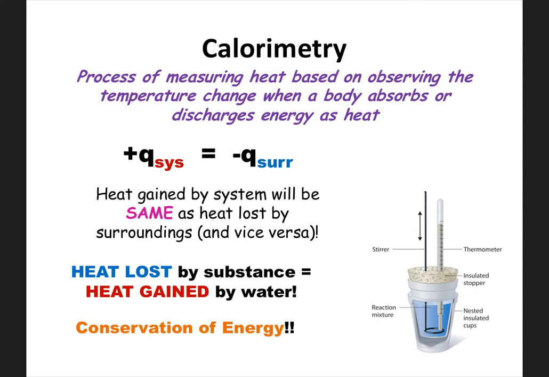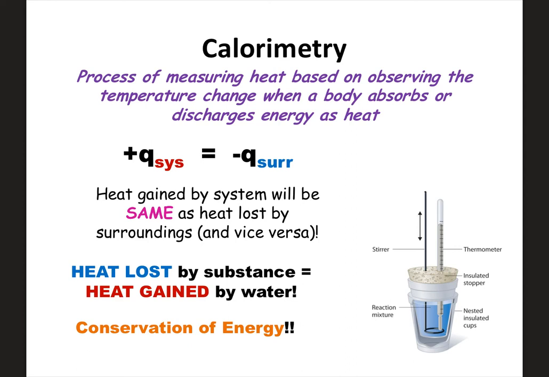Basically, any heat that's lost by a particular substance would be equal to the heat gained by your water. So for example, if you took a hot metal and put it in water, obviously the temperature of the metal is going to drop, it's going to cool off, and the temperature of the water is going to increase. Well, according to the law of conservation of energy, you can't just create or destroy energy, right? The water can't just magically gain temperature. It had to come from somewhere. It was the energy that was lost by the metal.